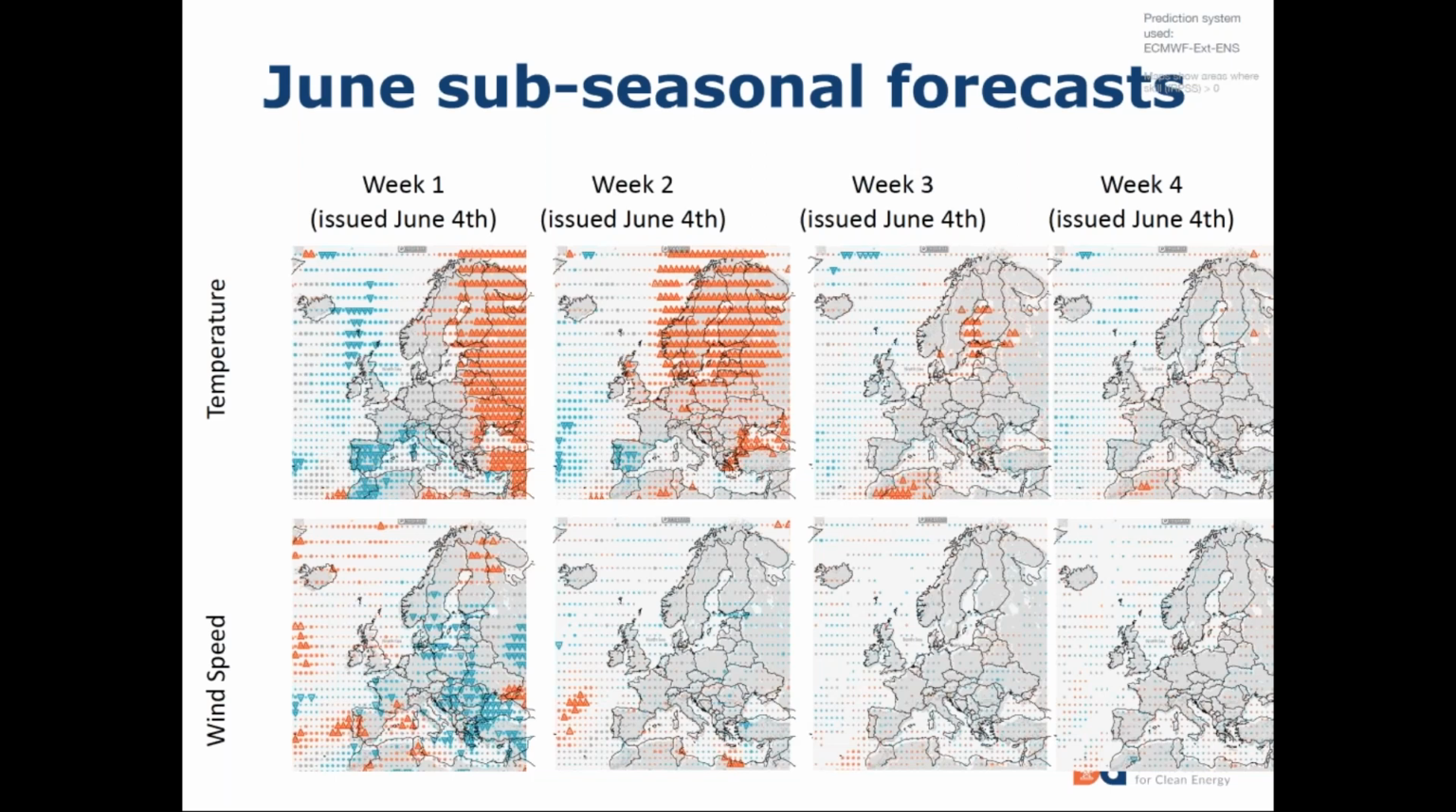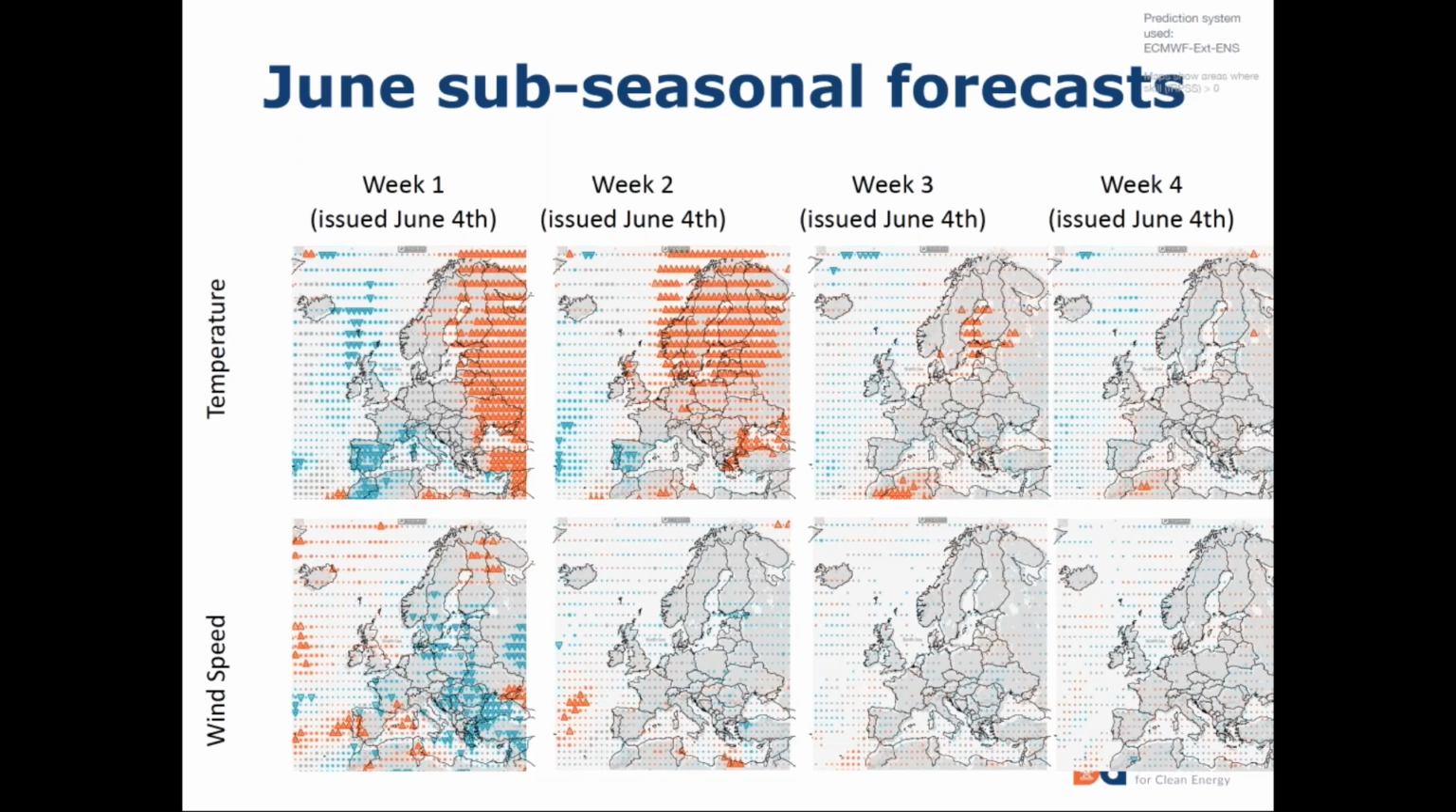Similar signals are seen out for week 3 and 4. The spatial pattern looks similar, it's just much weaker. So potentially for June in terms of temperatures, it could be relatively cool for parts of Southern Europe, particularly Spain and Portugal, but a bit warmer over northern Europe.